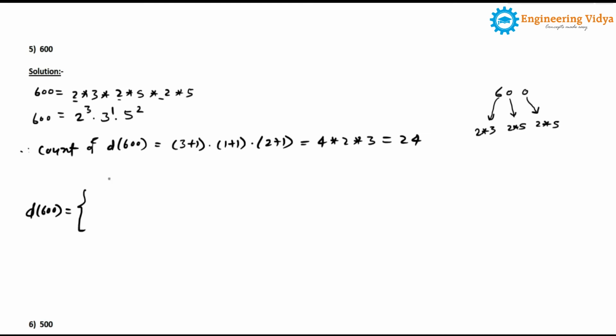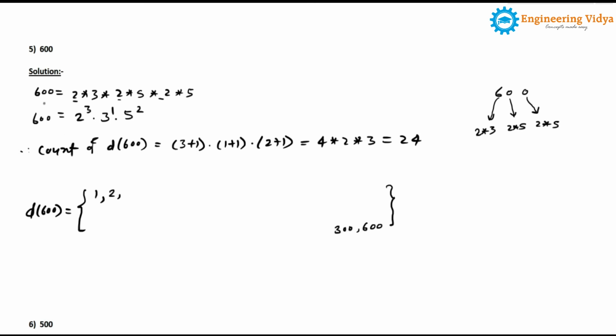So since we know that 24 numbers will be there, every number will be divided by 1 and itself. So itself here I'll write 600 we have, right? So 600 can divide 600. Now check for another number. 2 can divide 600. Yeah, 2 can divide 600. But if I divide by 2, then the quotient will be 300. So here I'll write 300.